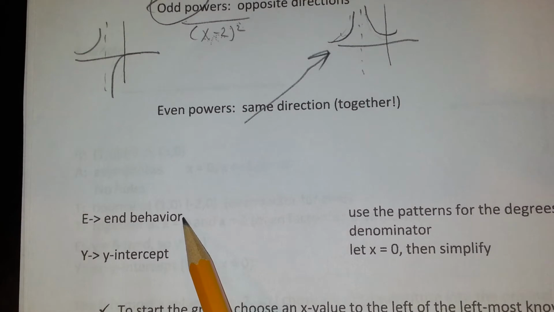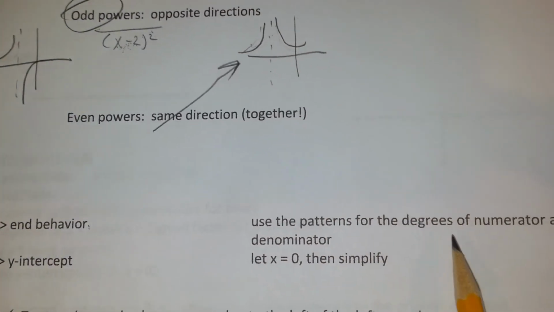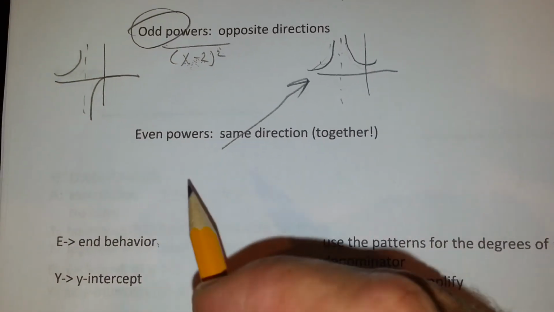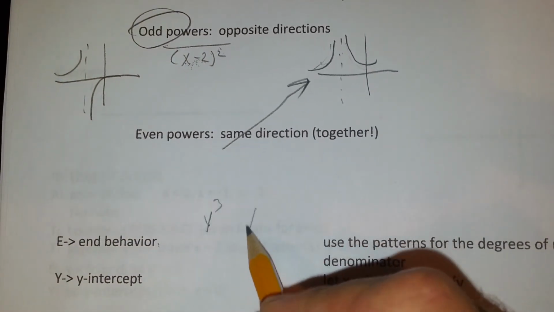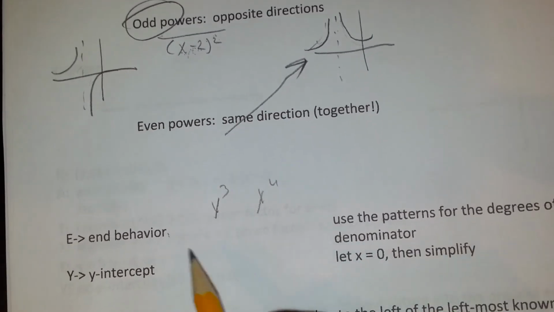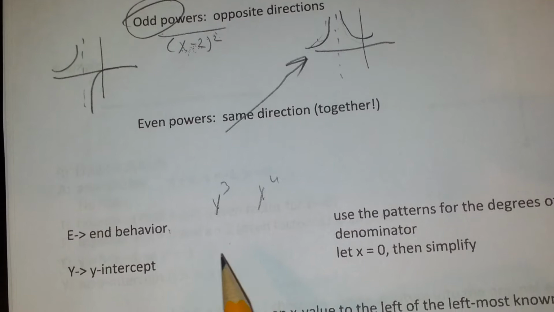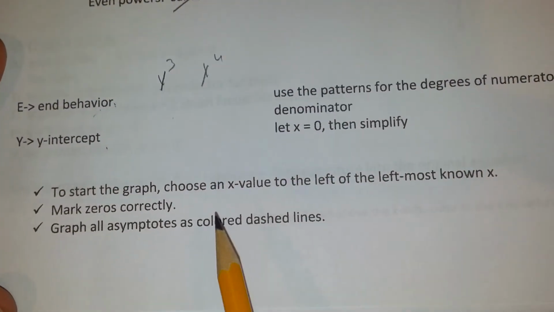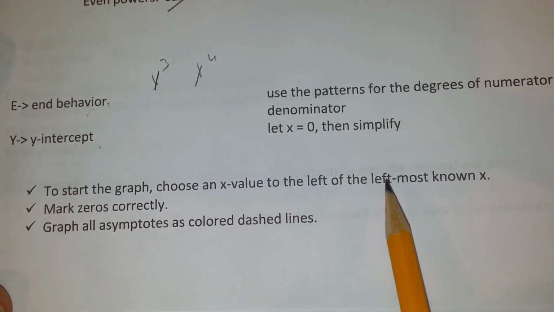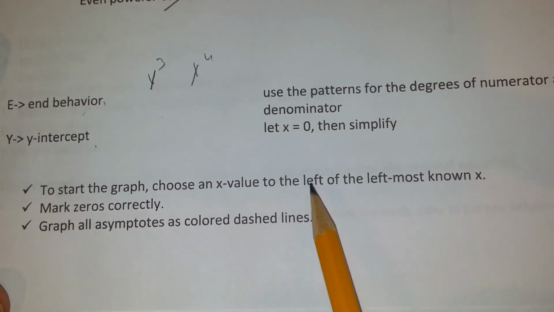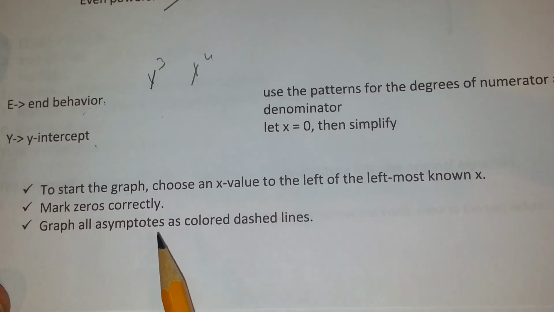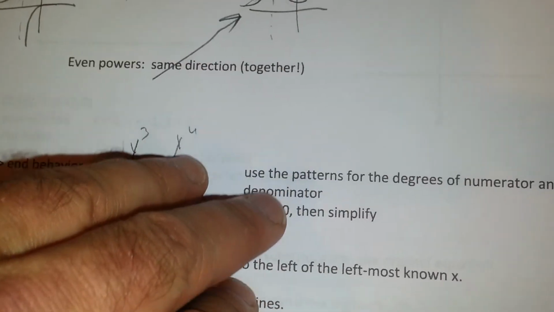E is end behavior, so we need to know that. We know the patterns for the degrees of the numerator and the denominator. We know about x to the odd, x to the even. We know that if we have a horizontal asymptote, that'll affect things. So end behavior, and the y-intercept. To start a graph, choose an x value to the left of the leftmost known x. Mark your zeros correctly, and graph all asymptotes as colored dashed lines.